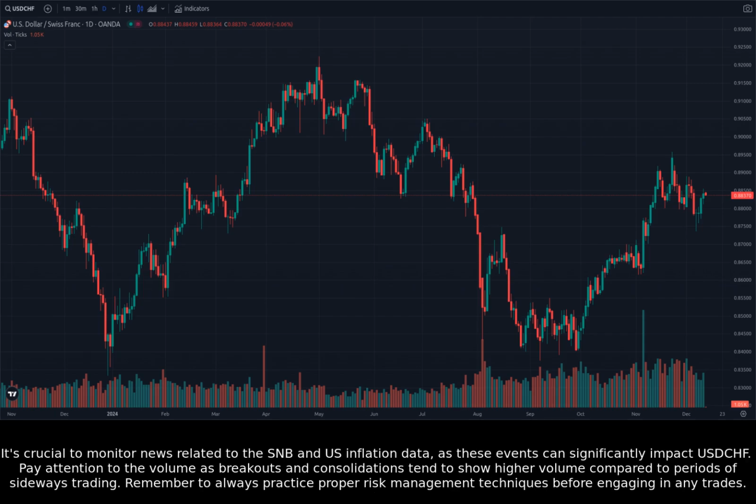targets. It's crucial to monitor news related to the SNB and U.S. inflation data, as these events can significantly impact USDCHF. Pay attention to the volume as breakouts and consolidations tend to show higher volume compared to periods of sideways trading. Remember to always practice proper risk management techniques before engaging in any trades.